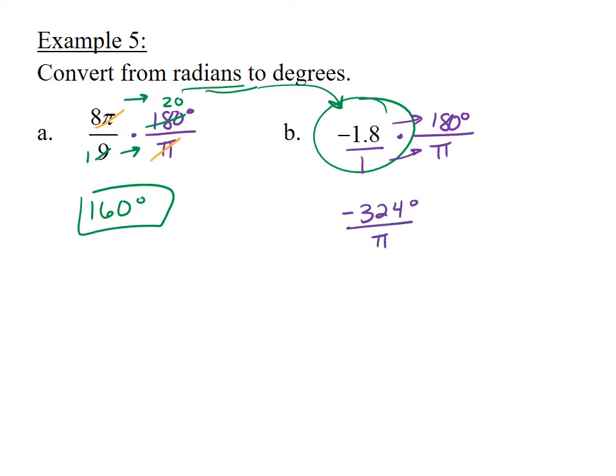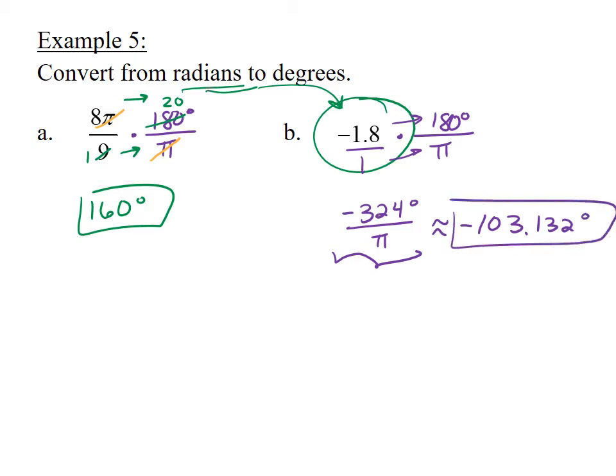over pi. Since this was given to us in decimals, it's assumed that we can go ahead and divide this out and write this as a decimal as well, which would be negative 103.132 degrees. I want to make sure that I use a unit of degrees here when I label this so that this decimal is not to be confused as a radian measure.